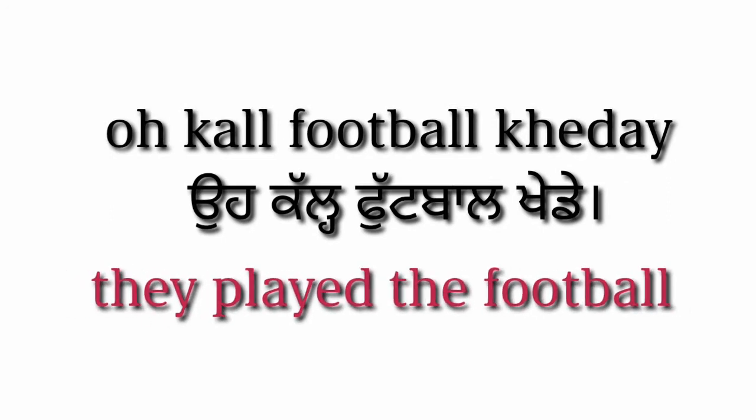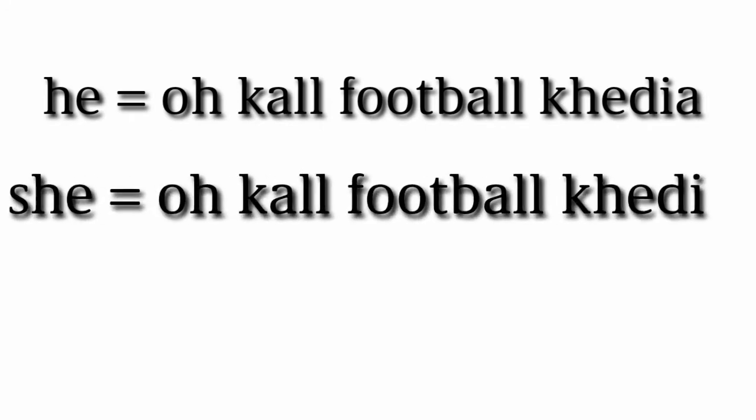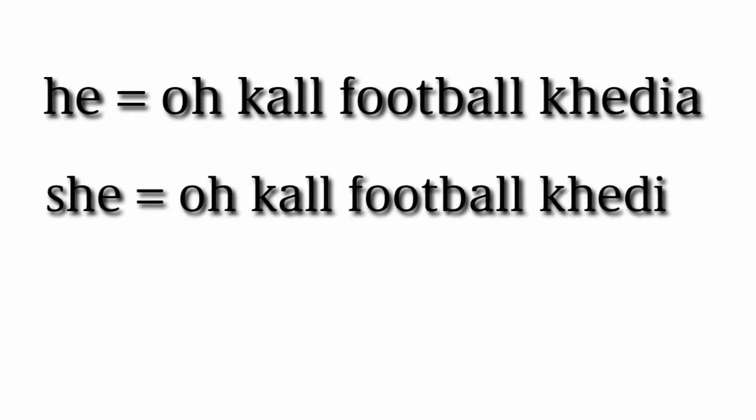Are you noticing that the verb at the end is changing? In the first sentence, for he, ਉਹ ਕੱਲ ਫੁੱਟਬਾਲ ਖੇਡਿਆ. The verb is ਖੇਡਿਆ. For a female, ਉਹ ਕੱਲ ਫੁੱਟਬਾਲ ਖੇਡੀ. Now the verb is khedi. For male it was khedya. Khedya and khedi. That's the difference.